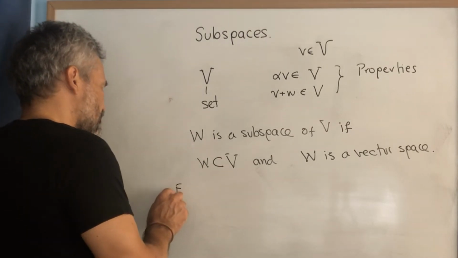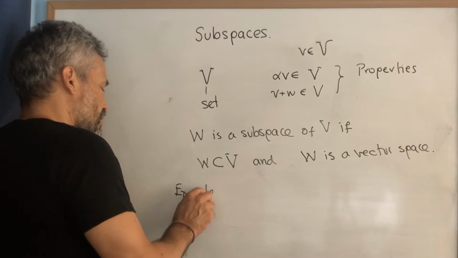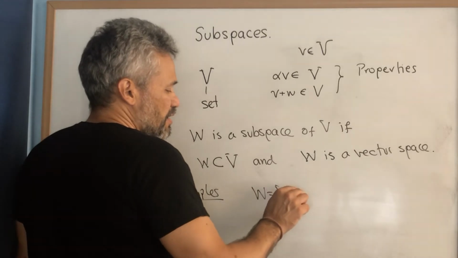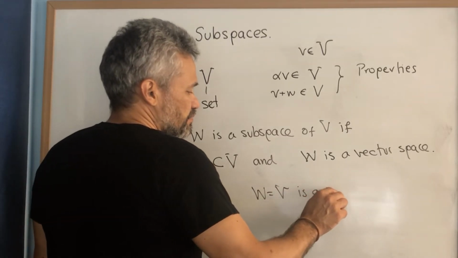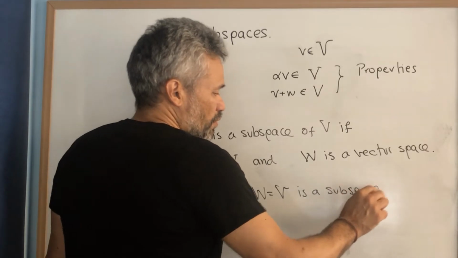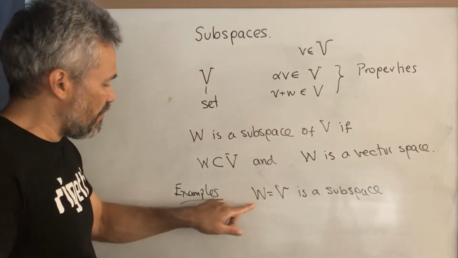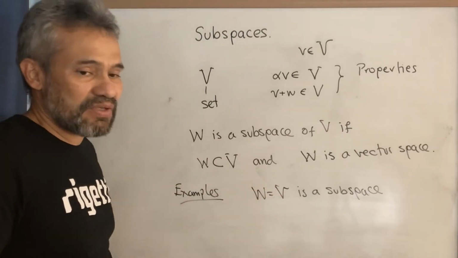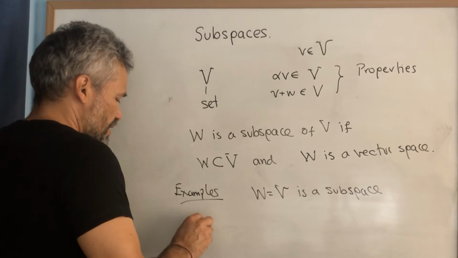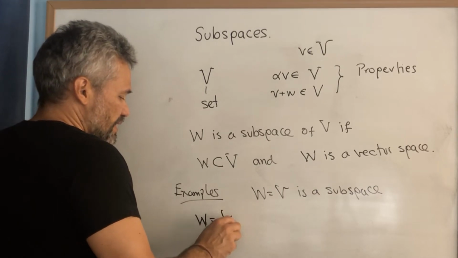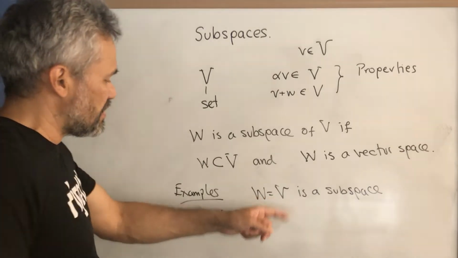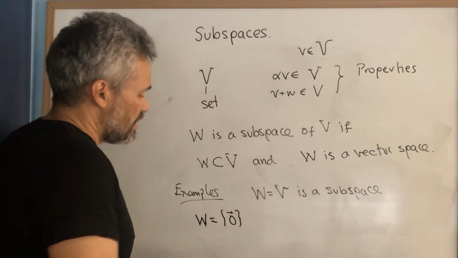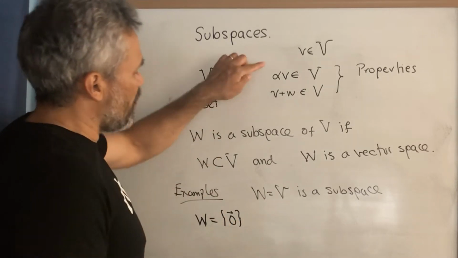Basic examples. Then we have that, for example, W equal V is a subspace. We have that trivially W is contained in V and is a vector space because W is equal to V. Another example is W equal to the zero vector in the vector space. Notice that we can see that this vector on its own satisfies all the properties.